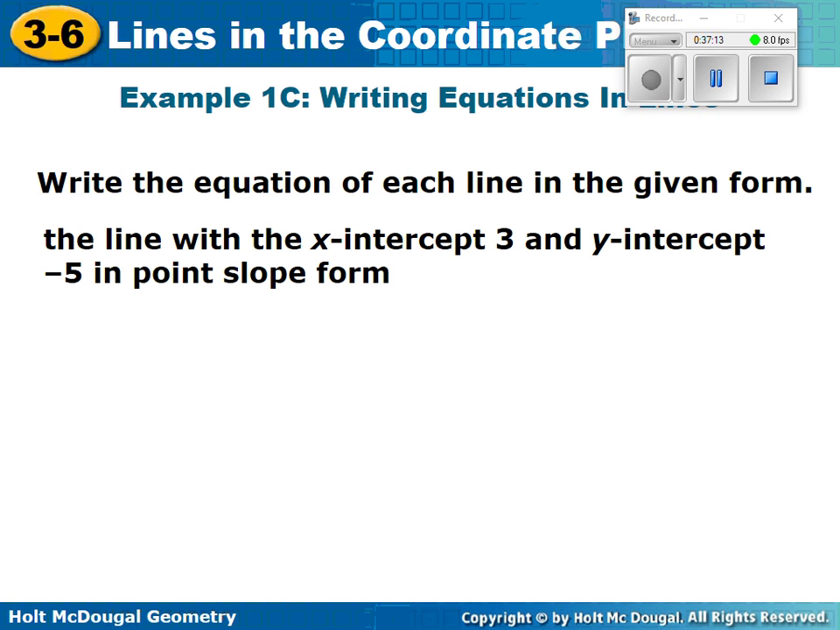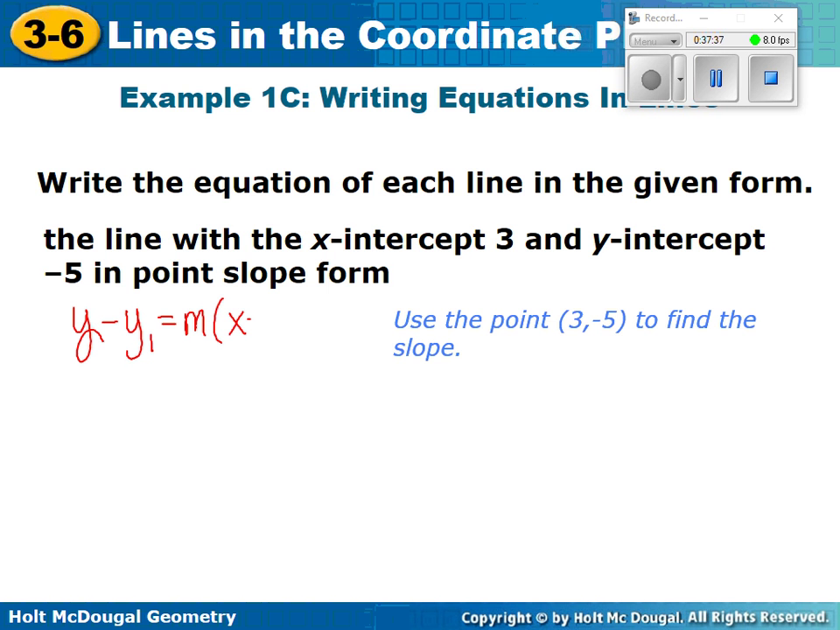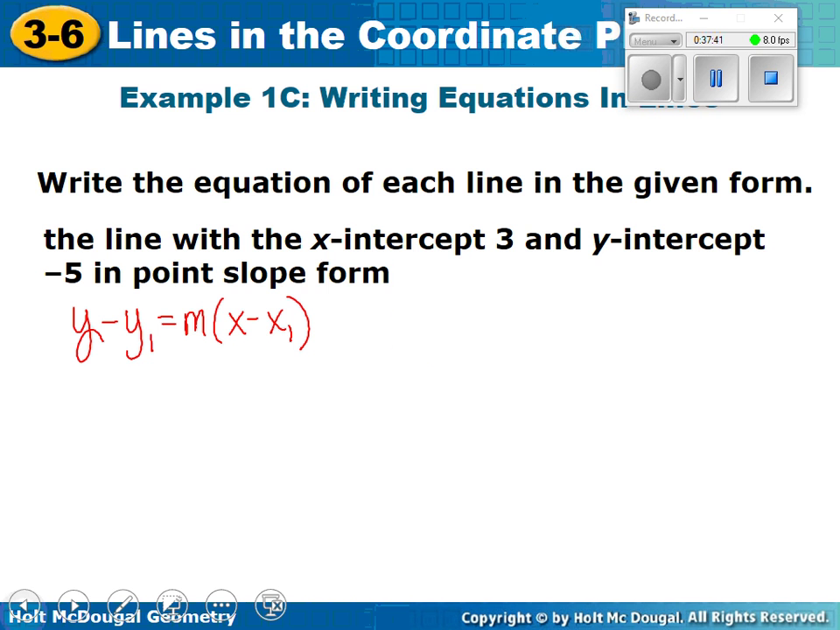Write the equation of each line in the given form. The line with the x-intercept of 3 and y-intercept of negative 5 in point slope form. What is my equation I'm going to start with? Okay. Thank you. Y minus y1 equals, good, so point slope gives me a point and the slope. All right, so next, what am I going to do to find my answer here?